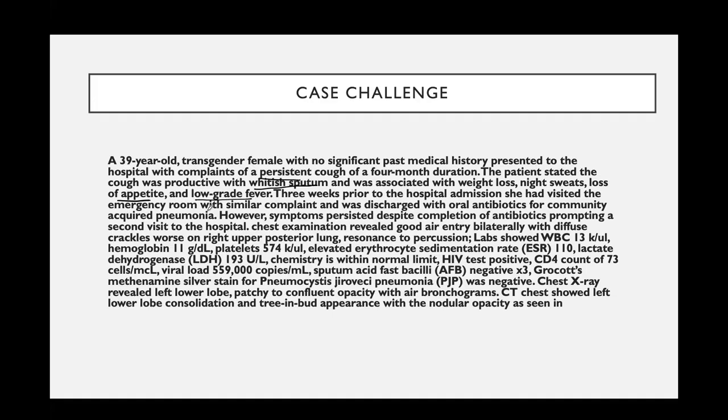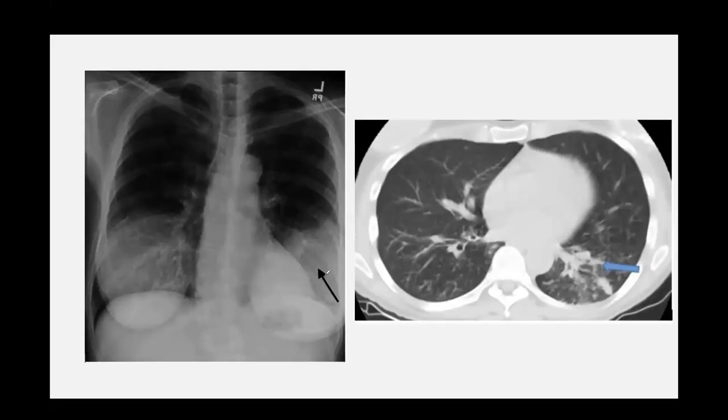Chest examination is revealing a good bilateral air entry. There are diffuse crackles, worse on the right upper posterior lung. A resonant percussion. Lab showed these values. The viral load is high. CD4 is at the lower end. PJP pneumonia is negative. Look at the X-ray. Any guess what is this? Look at the CT. Look at this area.